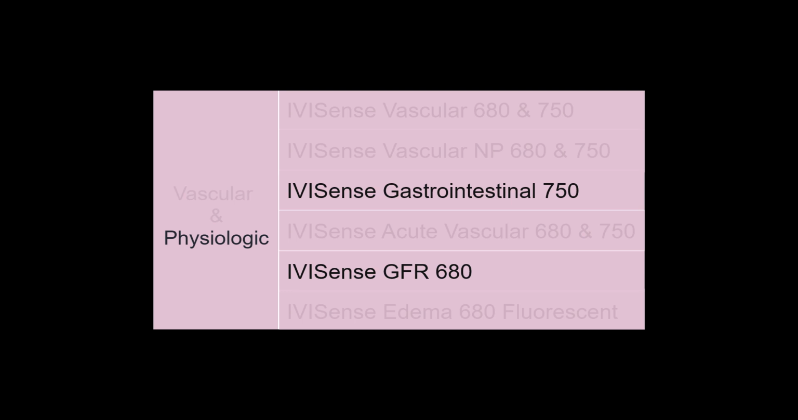Physiologic agents are also designed as non-targeted agents. IVIS gastrointestinal and GFR are used to assess rates of gastric emptying or glomerular filtration rate, respectively.